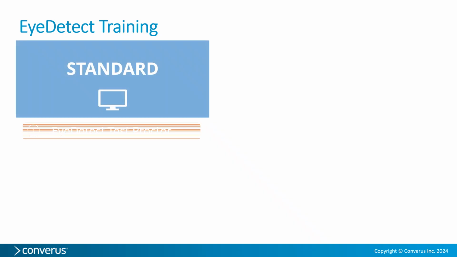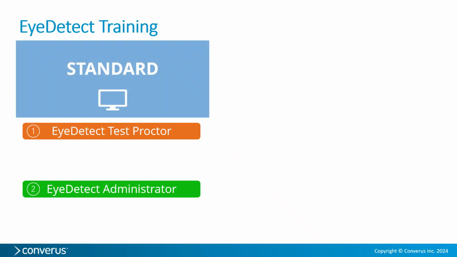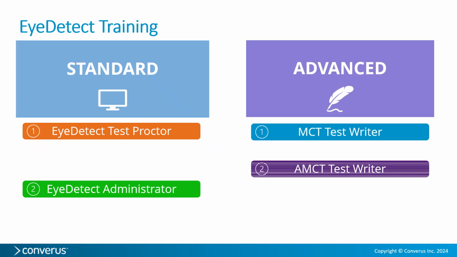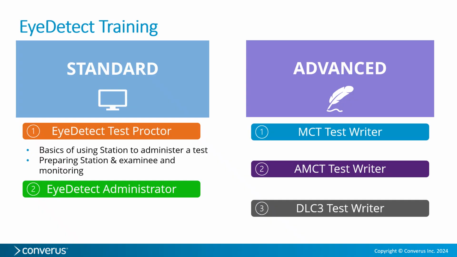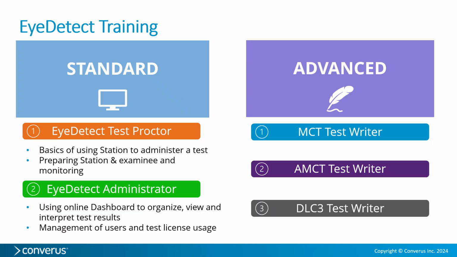There are two standard courses, EyeDetect Test Proctor and EyeDetect Administrator. Then there are three optional advanced courses, MCT, AMCT, and DLC3 test writers. The Test Proctor course covers the basics on using the EyeDetect station equipment to administer a test. This includes preparing the station and examinee for the test and monitoring them during it. The Administrator course goes over how to use the online dashboard to organize, view, and interpret test results. It also includes the management of dashboard users and test license usage.